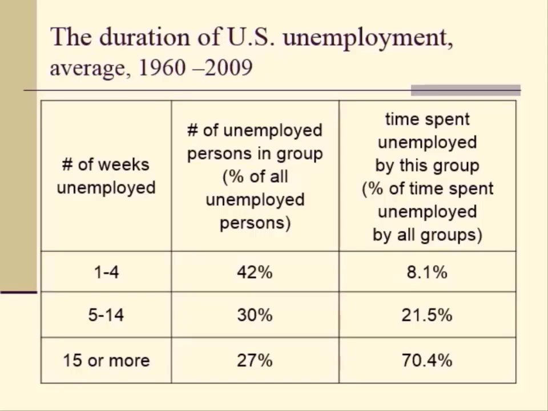That is percent of all unemployed persons. And third, time spent unemployed by this group. That is percent of time spent unemployed by all groups. And there are three groups. First group, number of weeks unemployed 1 to 4. Second group, 5 to 14. Third group, 15 or more.